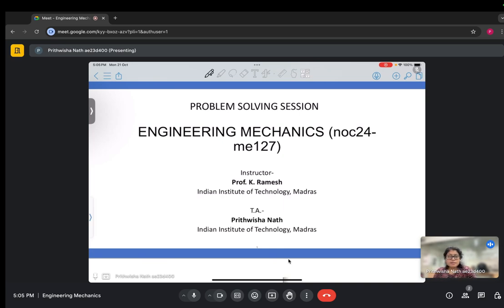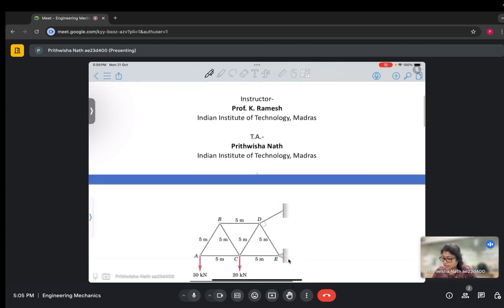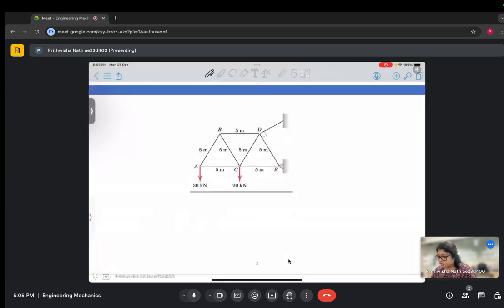So we will solve some problems this week. So let's start. So this is the first problem. So the question is, compute the force in each member of the loaded cantilever truss by method of joints.